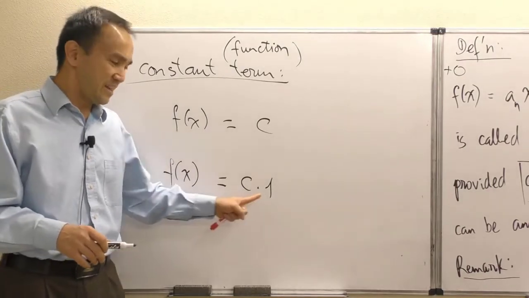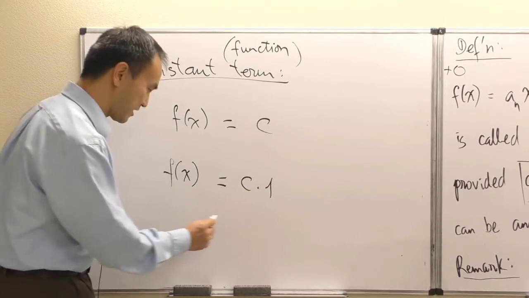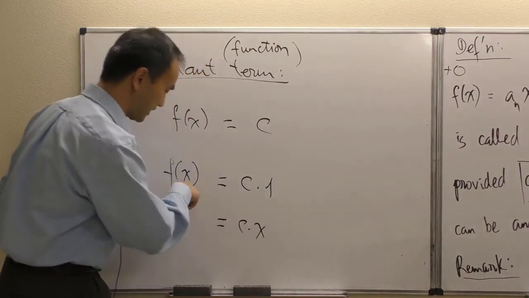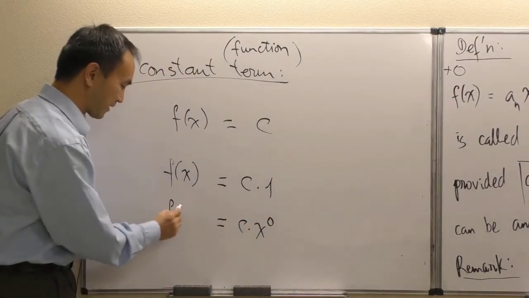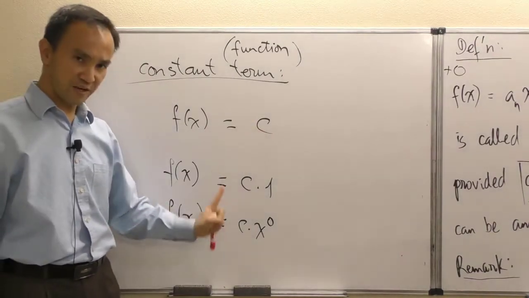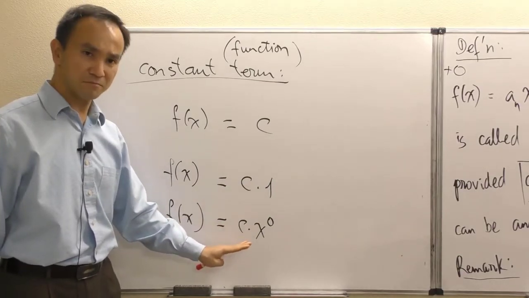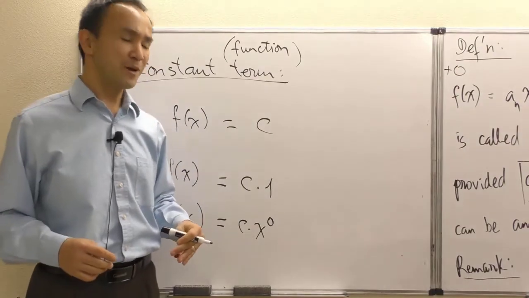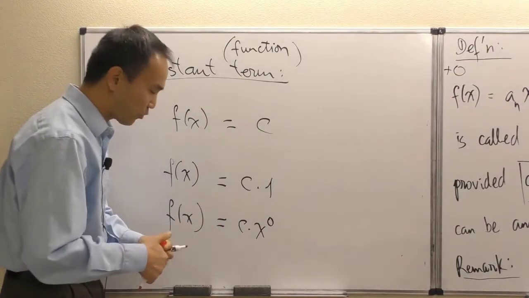And with that 1 right here in our algebraic understanding, if x is the input, think of that 1 as x raised to the power 0. And so yes, a constant function can be regarded as a power 0 function, and that's why it makes its perfect seat in the whole family of polynomials. So this is a power function.